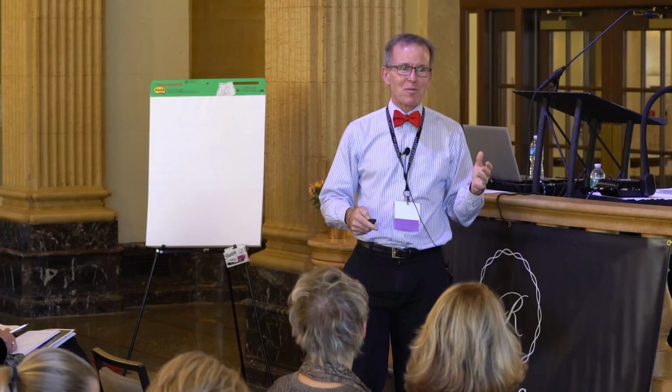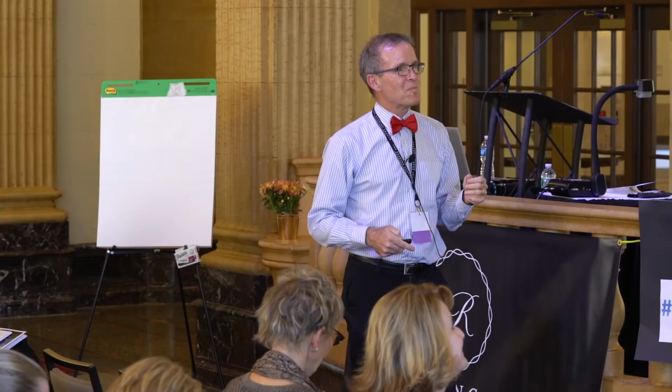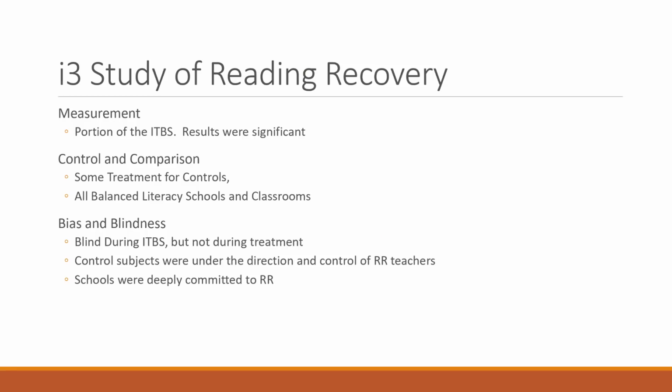So these were all balanced literacy schools and classrooms, bias and blindness. Here's the amazing thing. The researchers went out of their way to make sure that when they administered an objective multiple choice Iowa Test of Basic Skills, they went out of their way to say, oh, and we had blindness.